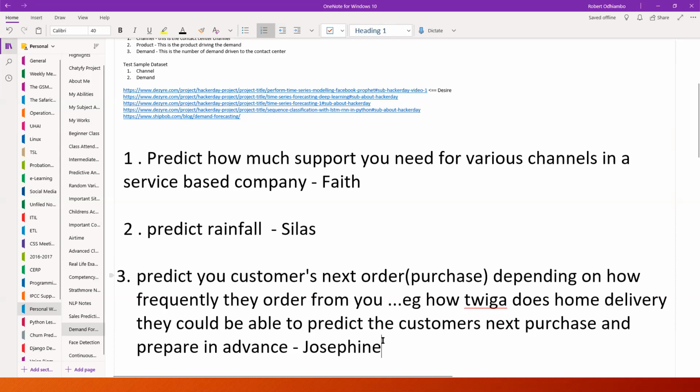But is that the only value we can give Twiga? Twiga would probably also want to know how much, for instance, I know Twiga has joints distributed across the various regions in Nairobi. How much of the grapes should they deliver to, say, along Ngong Road, because several customers within Ngong Road are more likely to order grapes. So you see, it's not like you're walking into Twiga. Twiga is bringing this to your doorstep. So that is another value.